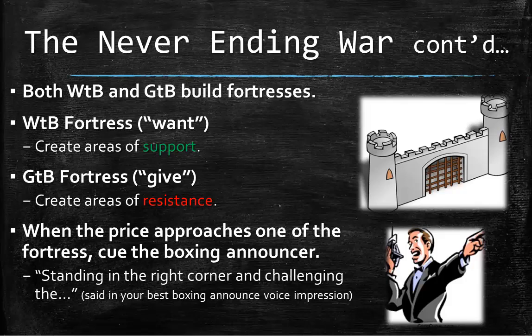When the price approaches one of these fortresses, you cue the boxing announcer and say it in your best boxing announcer voice impression. It goes to one of these things where it's standing in the right corner and challenging. So if the price is approaching a level of resistance, it would be, the bulls are approaching the bears at the bears' fortress, something like that. And I understand there's a reason I'm not a boxing announcer, and you just witnessed why that is. But that's essentially what's going on.